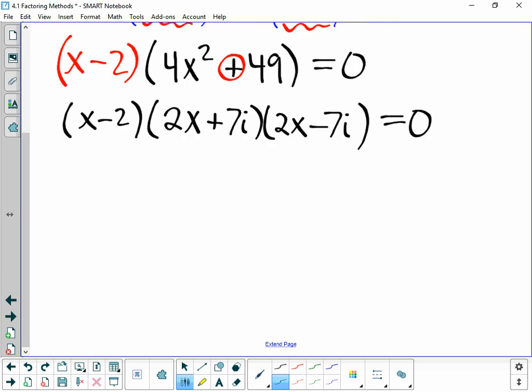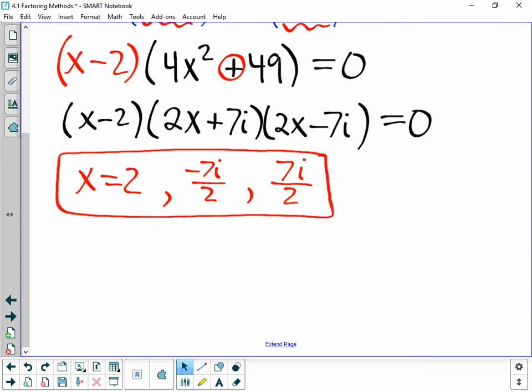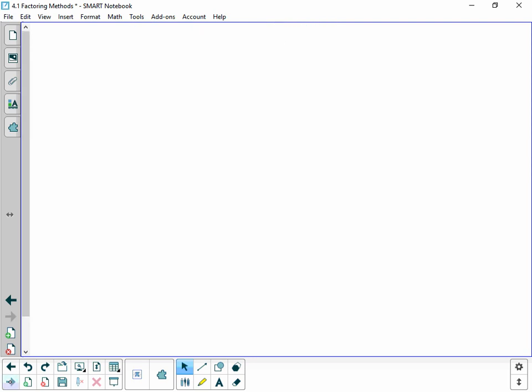So for our three solutions, we were looking for 3, remember. X equals 2, x equals negative 7i over 2, and the last one is a positive 7i over 2. Those are our 3 solutions to the equation. And we are done for that lesson.